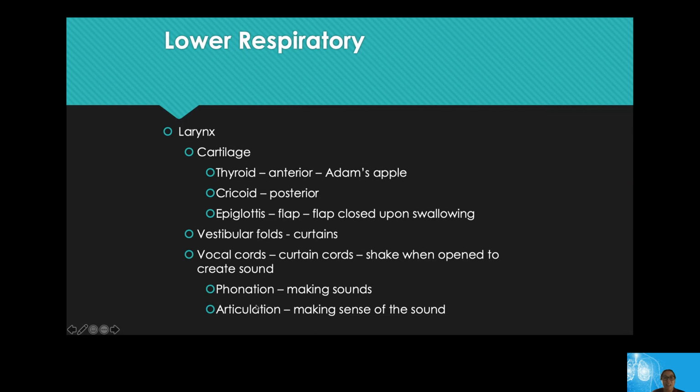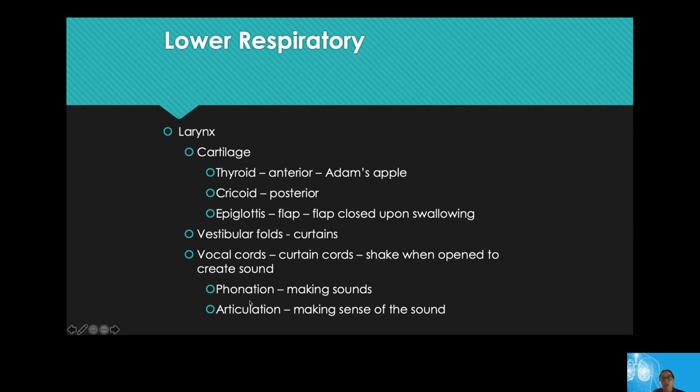Now, the process of making sense of that sound comes with the oral cavity. The movement of the tongue, the opening and closing of the teeth, and the muscle gestures of the lips help articulate the sound. So total vocalizations require the larynx to produce the sound, and the articulation side requires the oral cavity to make that happen.